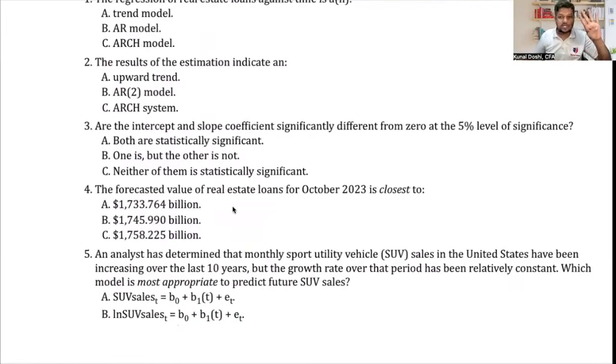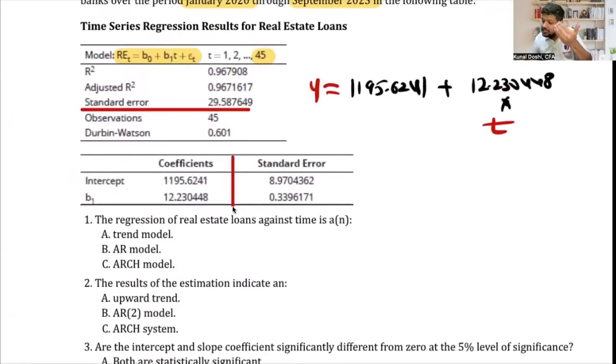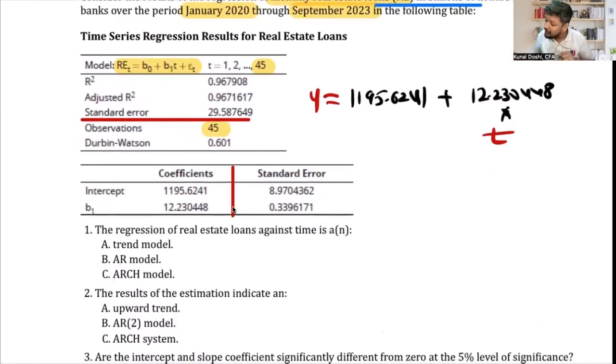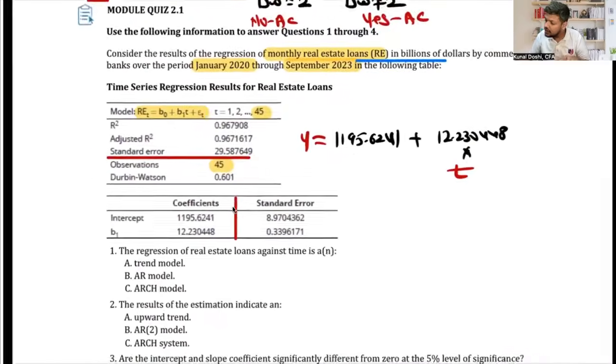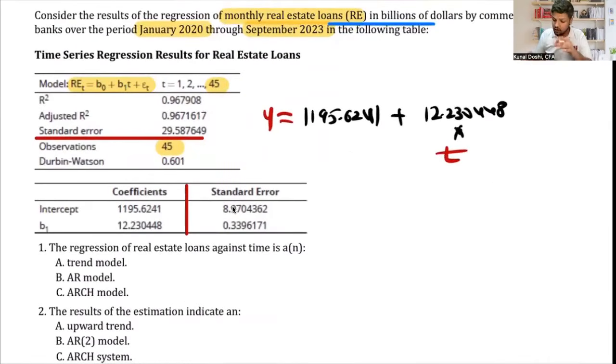Now, let me show you exactly where it is. See here, the fourth question: the forecasted value of real estate loans for October 2023. Till September, there were 45 months, correct? So when I'm going for October, I will multiply with 46. My T will become 46. That's the only thing. So in the model, you will multiply 12.230448 with 46, plus 1195.6241. That will give you an answer. Are you getting an answer? 1758.22?